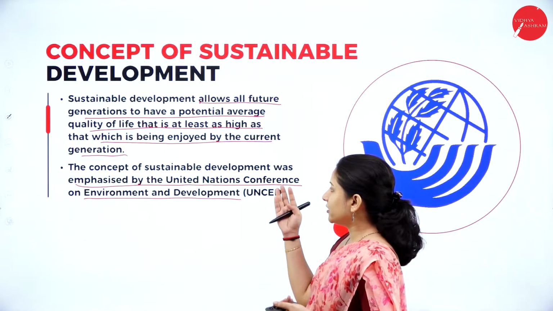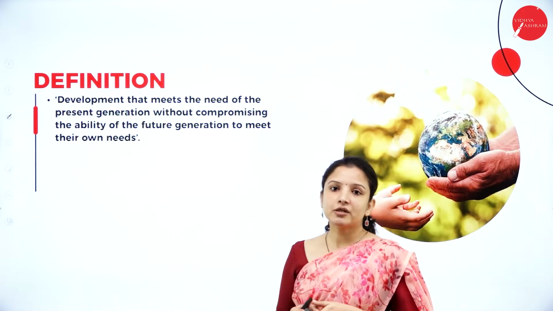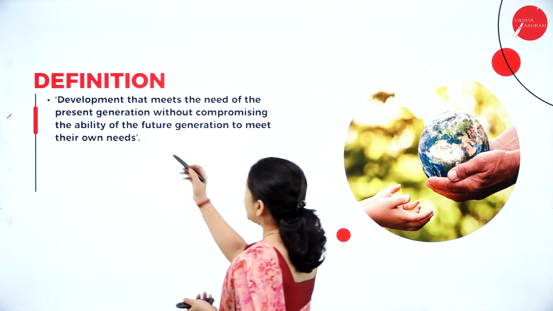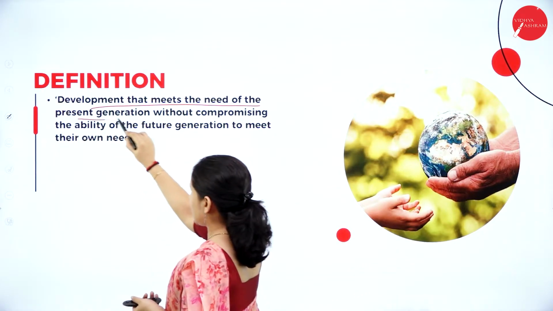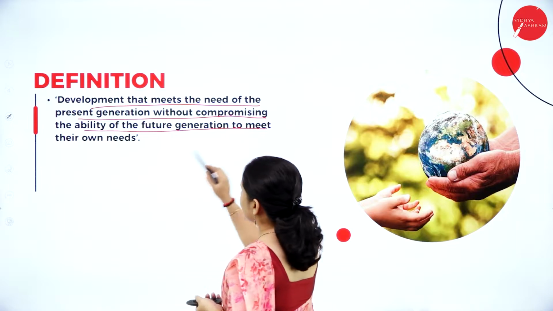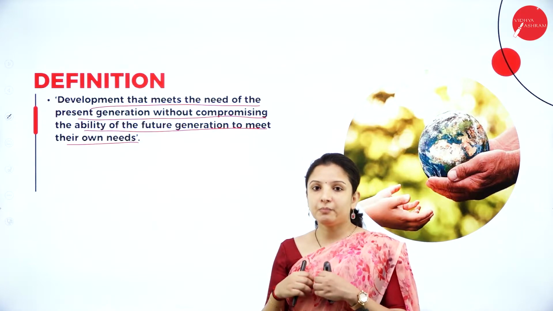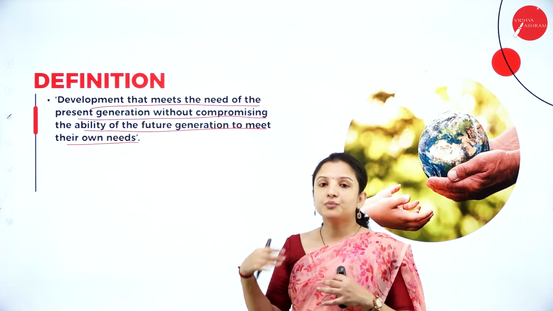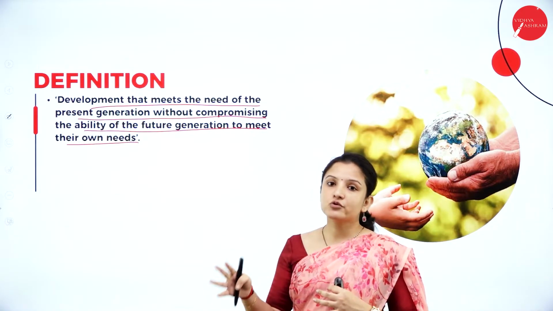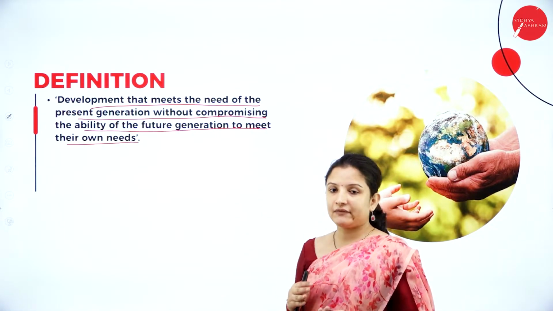All this was discussed in the United Nations Conference on Environmental Development. So let's look into the definition of sustainable development. Development that meets the needs of the present generation without compromising the ability of the future generation to meet their own needs. As I told you, all the needs of the present generation should be met in such a way that it should not pose a threat to the future generation. So those needs should be available for the future generation as well. That kind of development is called sustainable development.